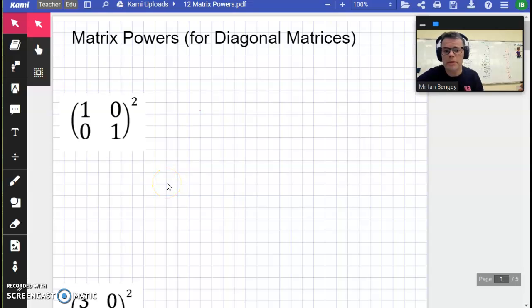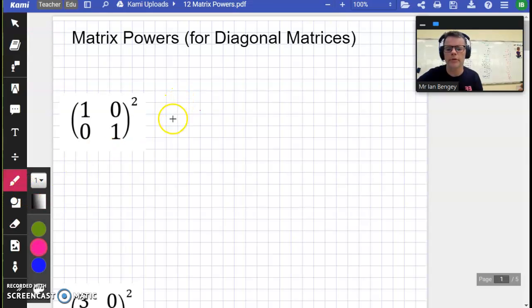So if you've reached a point in your matrix work where you start to consider things like eigenvalues and eigenvectors, it might be worth considering first of all matrix powers and how these work, and then how they relate to eigenvectors and eigenvalues, and where we go from there. So I think this is a nice introduction before we start looking at eigenvalues and eigenvectors.